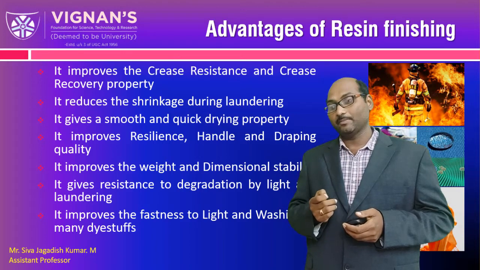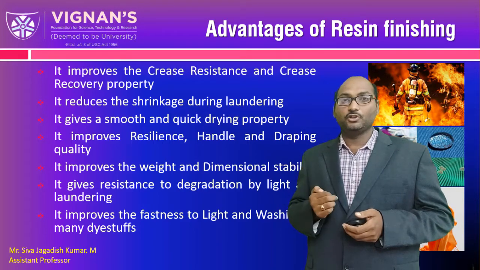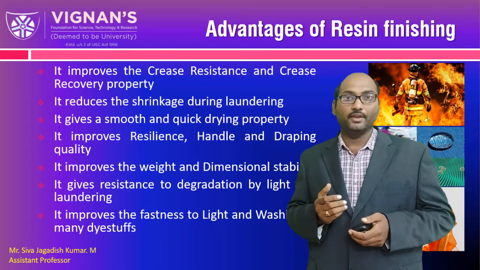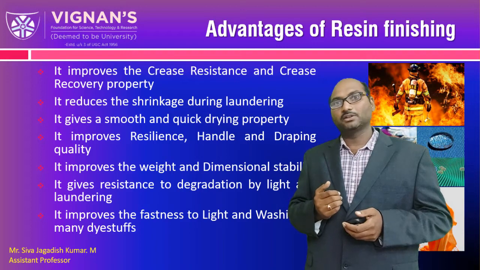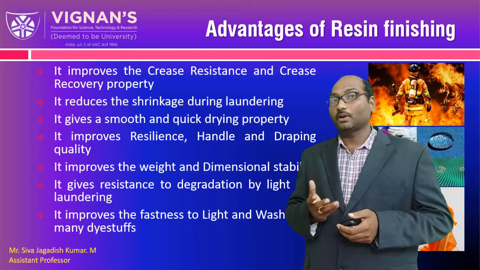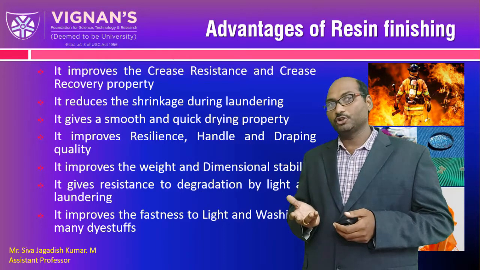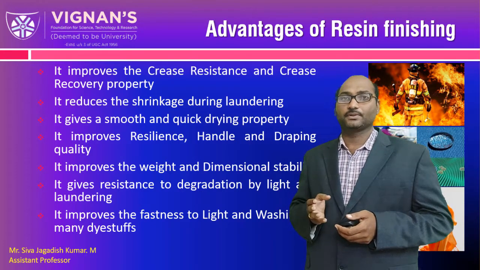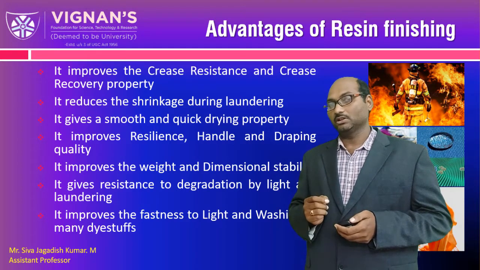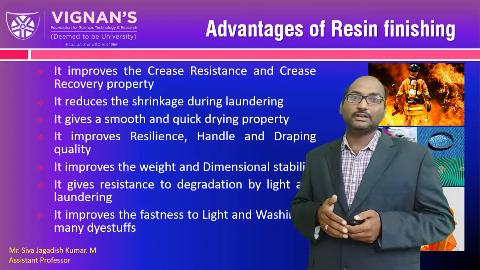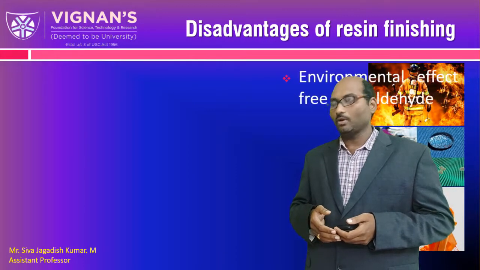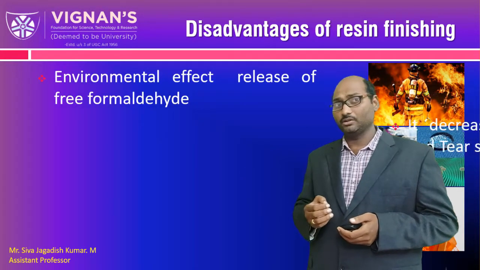Okay, but excess chemical of this DMDHEU can cause discoloration of the thing which is already there. But whatever the light fastness property, it can be improved. And it improves the fastness to light and also washing to many dyestuffs. Okay, it improves the light fastness and also washing fastness by means of giving this resin finish. Okay. So when we say advantages are there, obviously some few disadvantages also will be there.